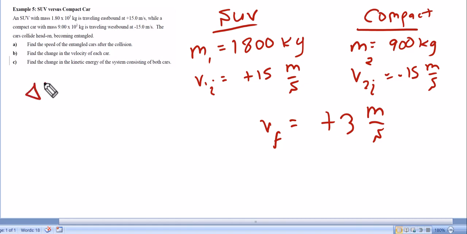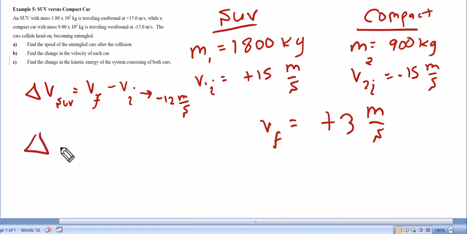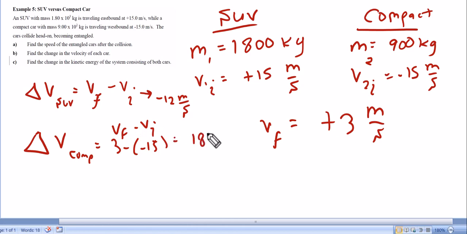That's a delta V, right? So the delta V of the SUV, it was the final minus the initial, and that was a negative 12 meters per second. So we saw that, right? We saw a decrease in the velocity of the SUV. The compact car, we had a V final of 3 minus a negative 15, right? V final minus V initial, and then it ends up being a positive 18 meters per second.